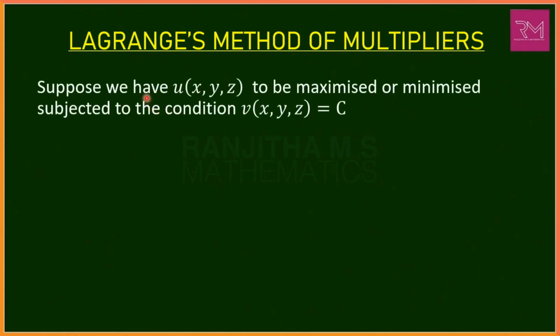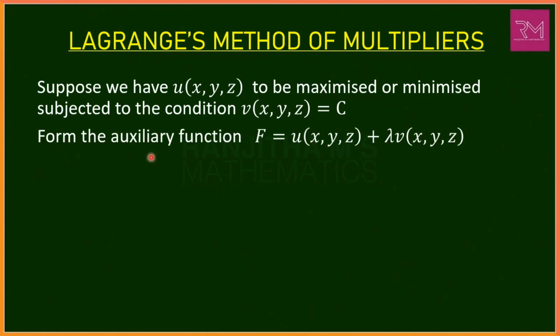Let us suppose we have a function u of x, y, z which is to be maximized or minimized subject to the condition v of x, y, z equal to c. In that case, to apply Lagrange's method of multipliers, the steps are: first we have to form the auxiliary function f equal to u of x, y, z plus lambda into v of x, y, z. This is an auxiliary function.